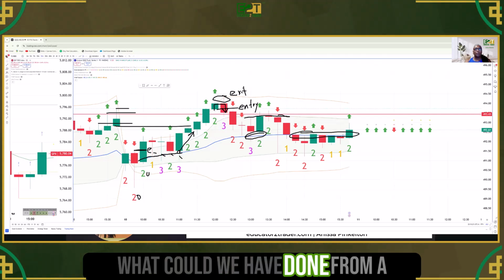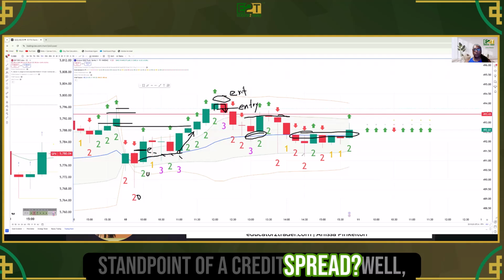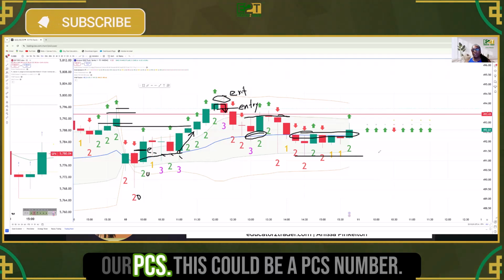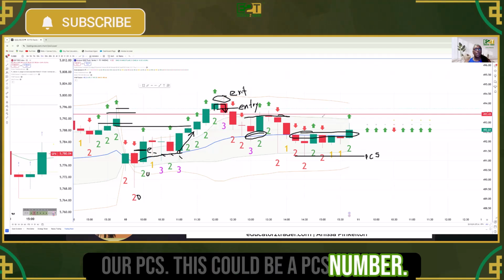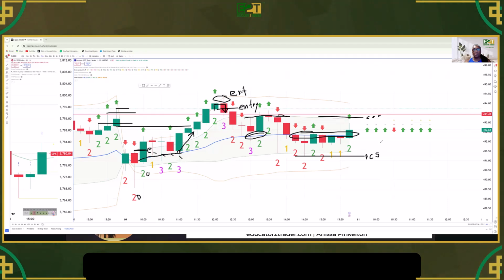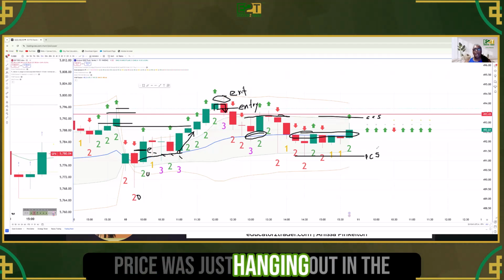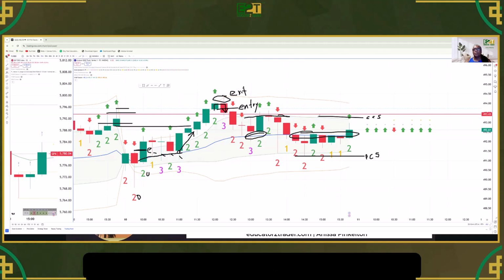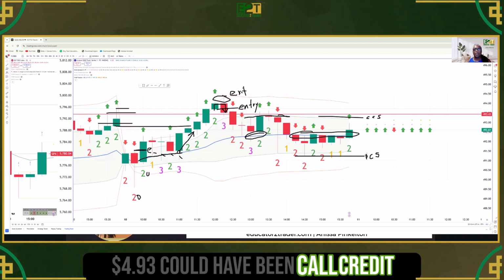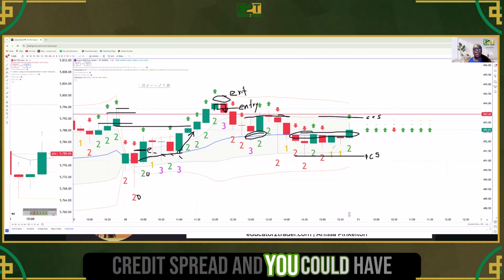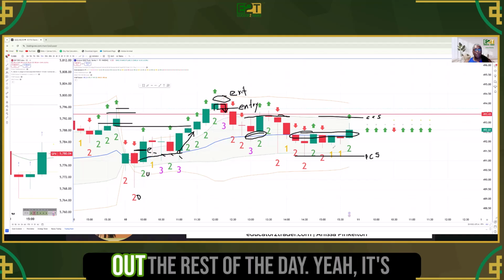What could we have done from a standpoint of a credit spread? Well, once it hit our bottom, this could be a PCS number, and then the top of VWAP could have been our CCS number. Price was just hanging out in the middle of it. 493 could have been the call credit spread, 491 could have been the put credit spread, and you could have made a nice iron condor riding out the rest of the day.